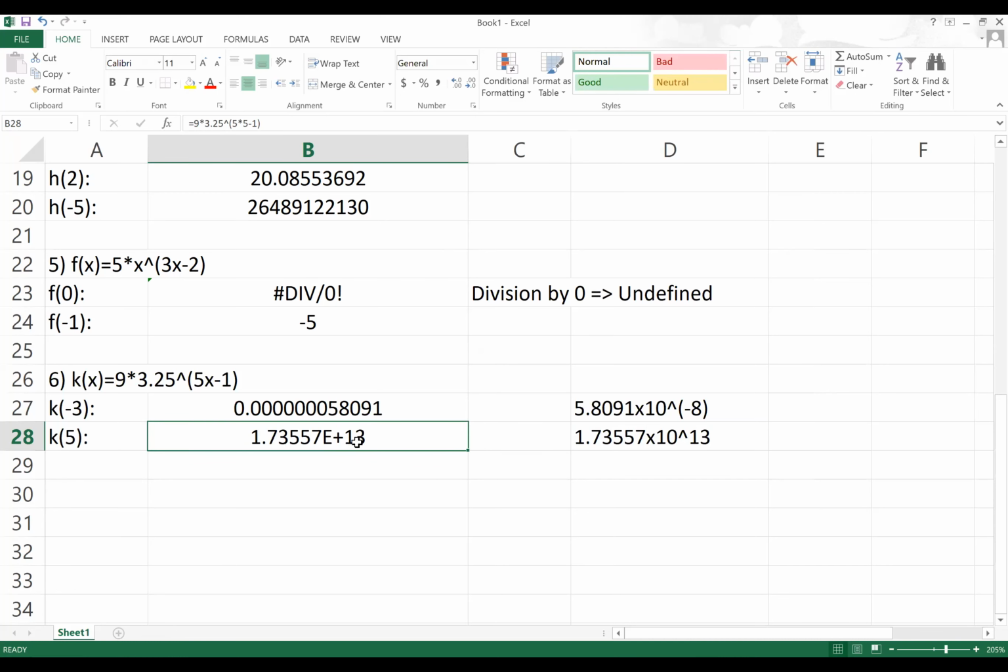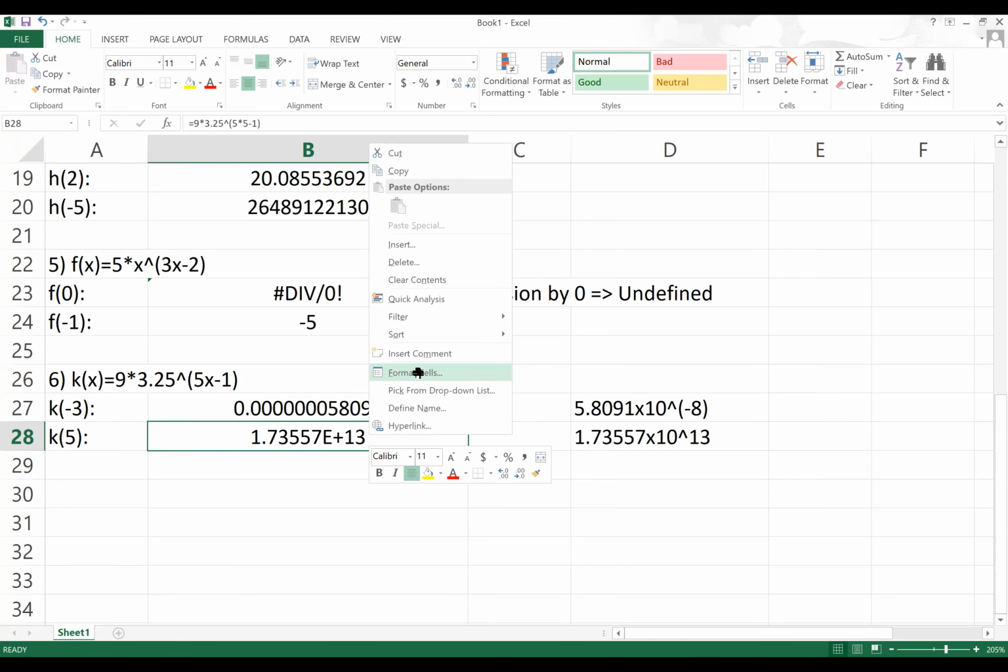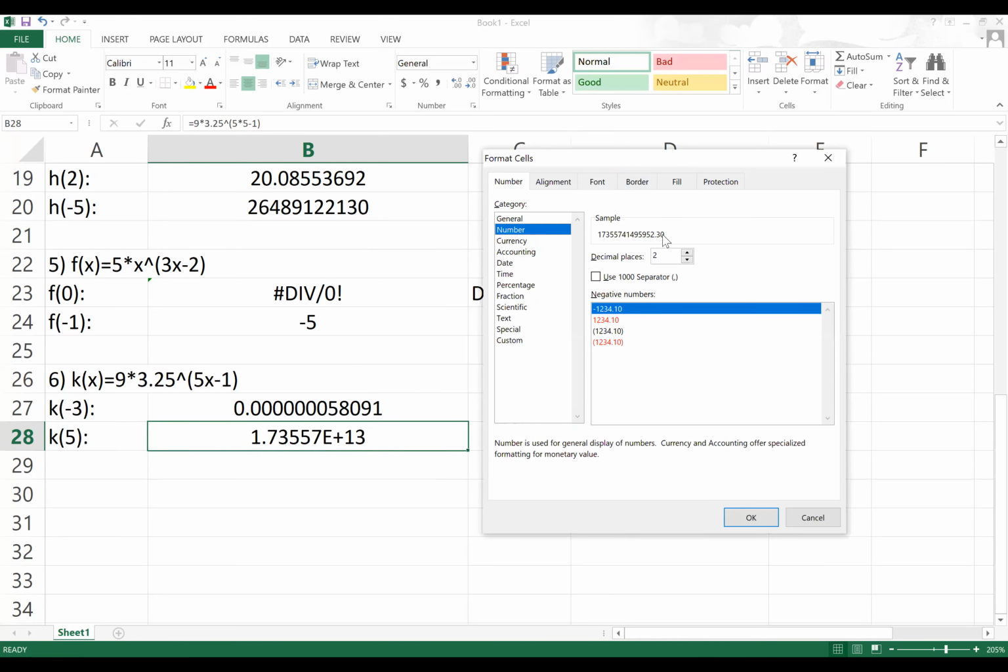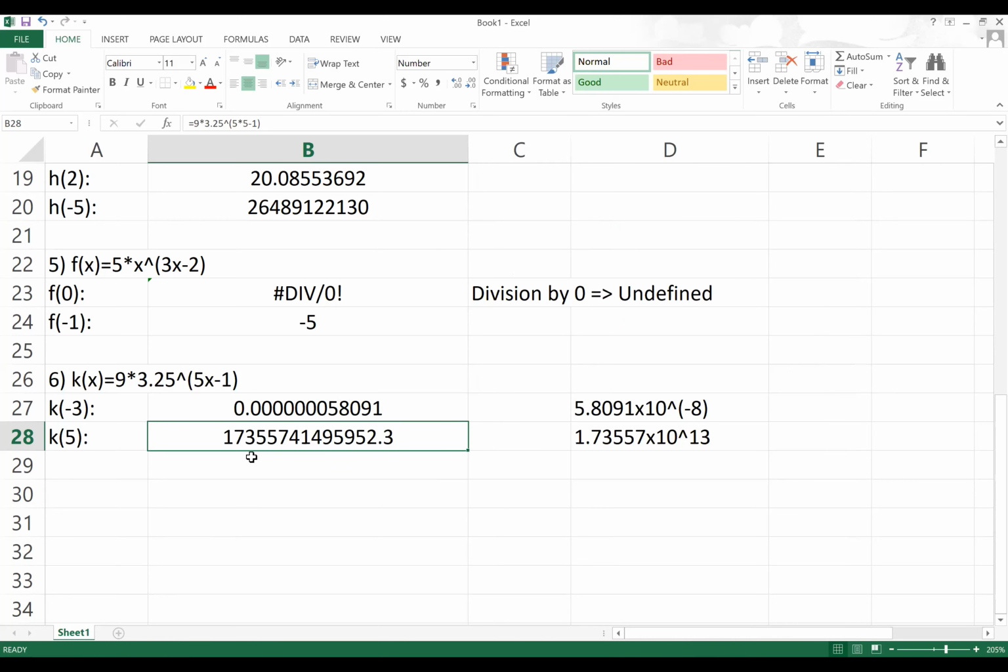And again, in order to turn it into an actual number, you need to do format cells under numbers, and you want to show it as is, right? Okay, I guess just one decimal is okay. So this is the actual number once you apply the format. Okay, it's a huge number. Okay. Any question on this?